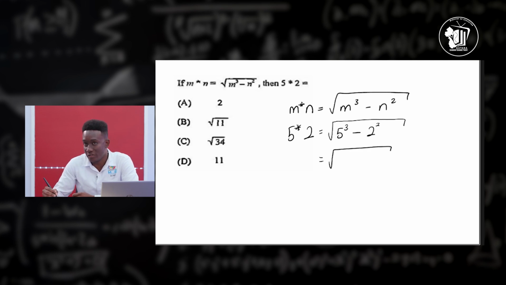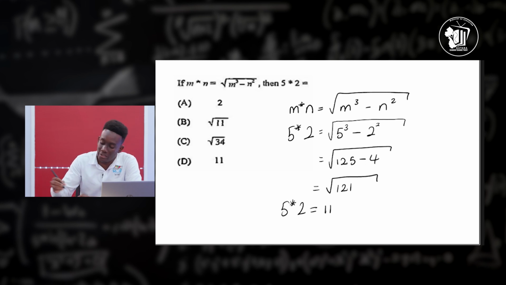5 times 5 is 25. 25 times 5 would be 125. Subtract 2 to the second power will give me 2 times 2 is 4. So hence this would be the square root of 125 minus 4 would give me 121. And I know if I take the square root of 121, I will have a value of 11. So 5 asterisk 2 will be equal to 11. So this answer here is simply D.